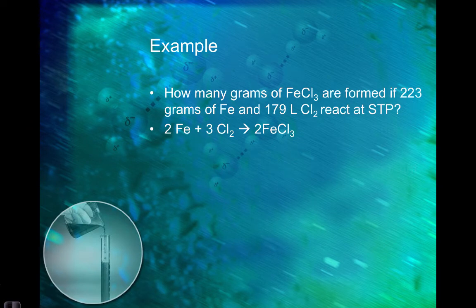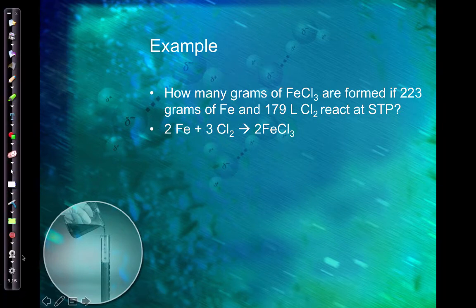So how many grams of iron chloride are formed if 223 grams of iron and 179 liters of chlorine react at STP? So you're given two amounts here, so basically you're given two problems. So I know that it's still going to be stoichiometry because I'm going from iron and chlorine to a different product. So it's looking for a new substance, so I have to go through the moles still. So I have 223 grams of iron, and I have 179 liters of Cl2.